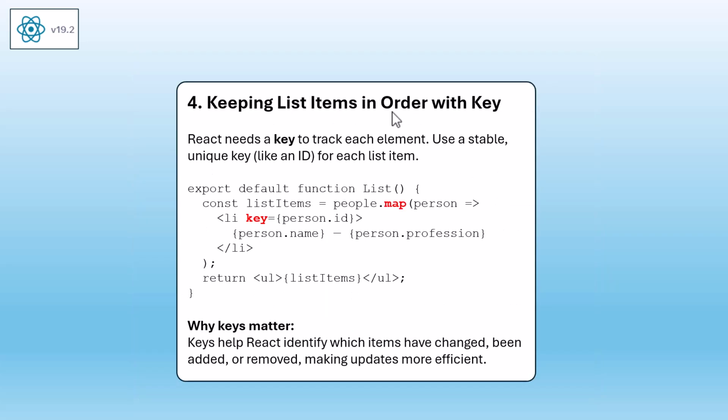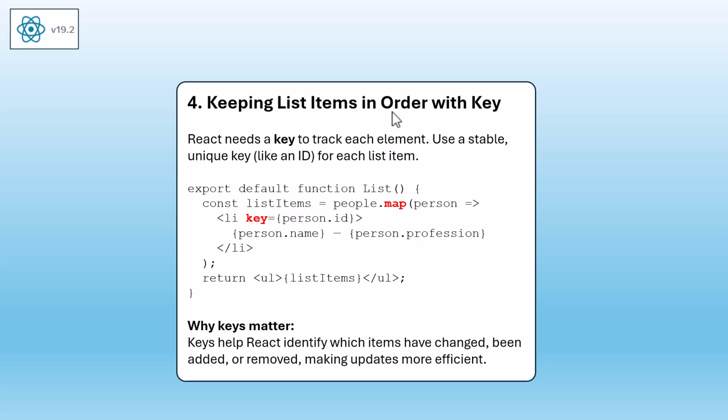4. Keeping list items in order with key. React uses keys to keep track of each element in a list. Every child in an array should have a unique key. This can be a string or a number. Keys tell React how to identify each component among its siblings. This becomes crucial when the list changes, for example, if items are added, removed, or reordered. A stable key allows React to correctly match up each item and update the interface efficiently without rebuilding everything.